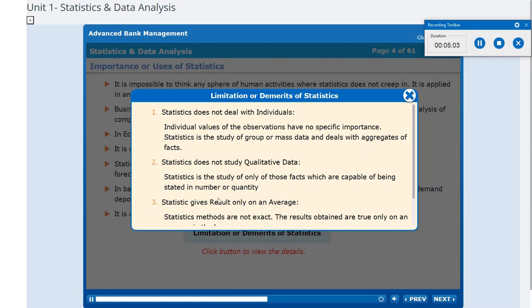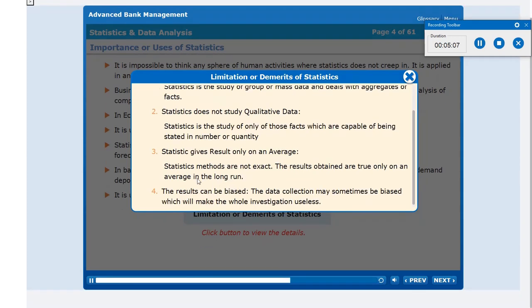3. Statistics gives results only on an average. Statistical methods are not exact. The results obtained are true only on an average in the long run. 4. The results can be biased. The data collection may sometimes be biased, which will make the whole investigation useless.